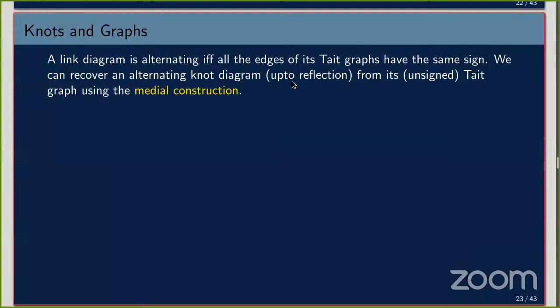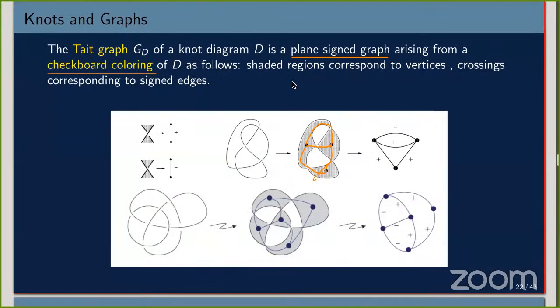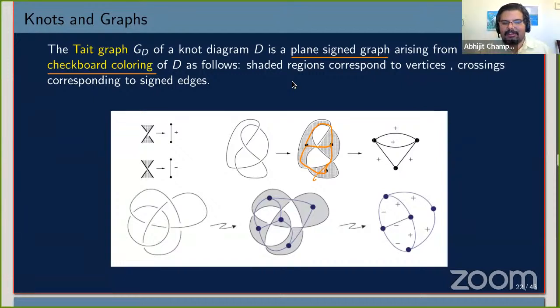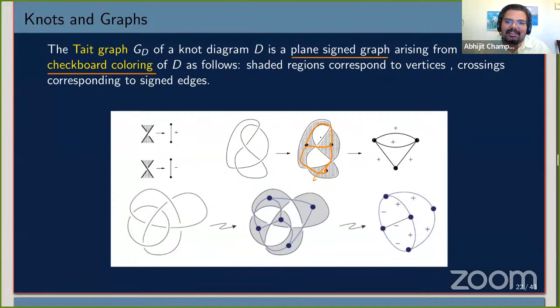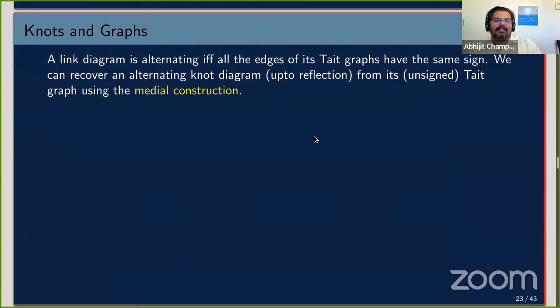I think Buddha Dev has a question. Buddha, please go ahead. Hello, hi. So I have a question. If we change the color, meaning replacing black with white, then will the graph change? Yes, that's a very good question. That was going to be my question for the audience. You can see that there are two checkerboard colorings: one, if you look at the unbounded face, is whether it is shaded or unshaded. So if you take the other checkerboard coloring, what's the graph which you get? You can think about that.